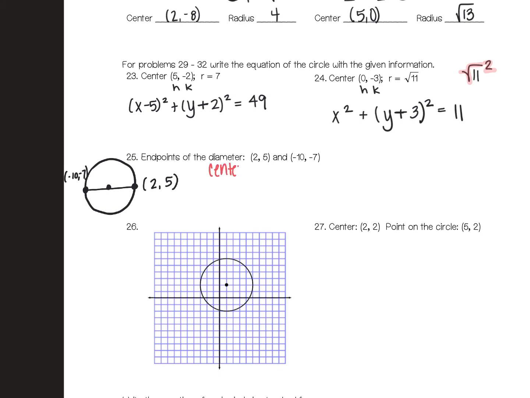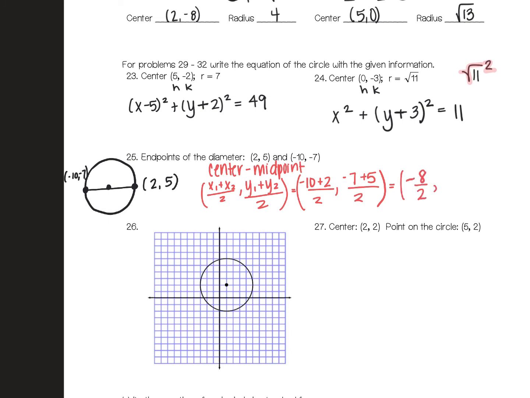To find the center, I'm going to do midpoint. The midpoint formula is (x1 plus x2) divided by 2, comma, (y1 plus y2) divided by 2. So when I fill this in, I'm going to have (-10 plus 2) over 2, and (-7 plus 5) over 2. When I finish this, I get -8 over 2 and -2 over 2. And so I figure out my center is at -4, -1.